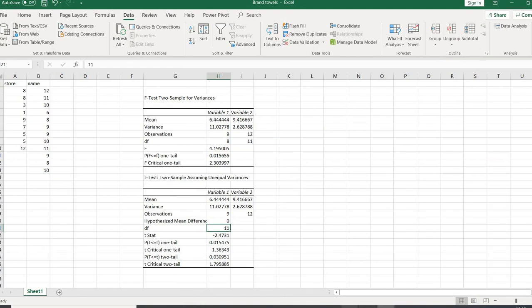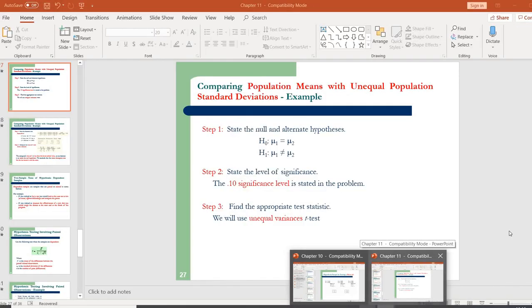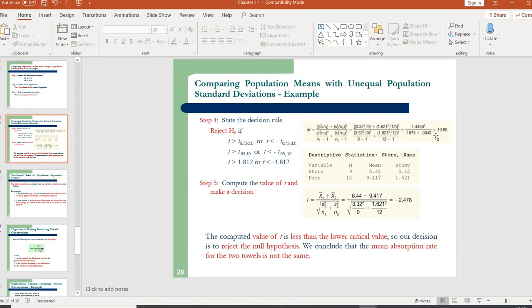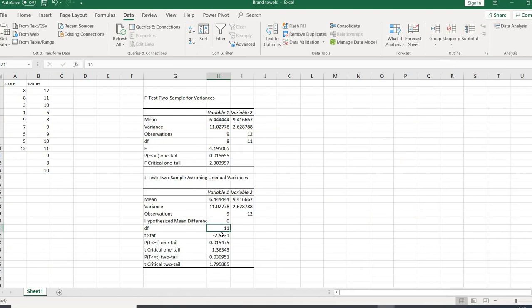Remember, theoretically we maintained 10, but the software is rounding to 11. So for us we maintain 10, but now we have 11. And here is the test statistic, which is minus 2.473, the same statistic we obtained. And here you have the t critical value, one tail and two tail, which is 1.795. It's because here it used 11 degrees of freedom.